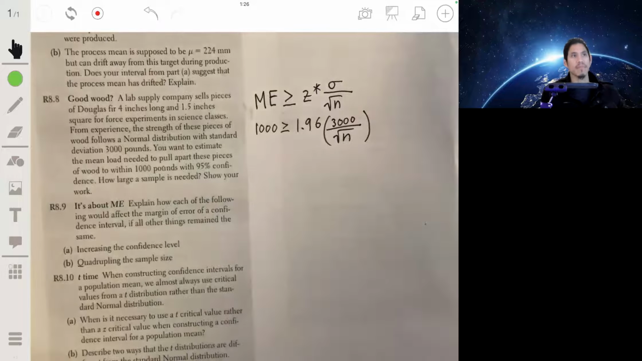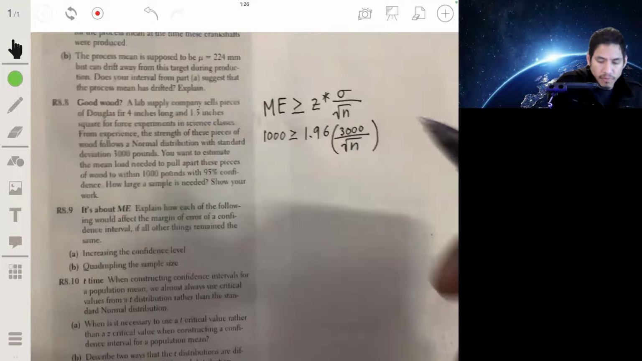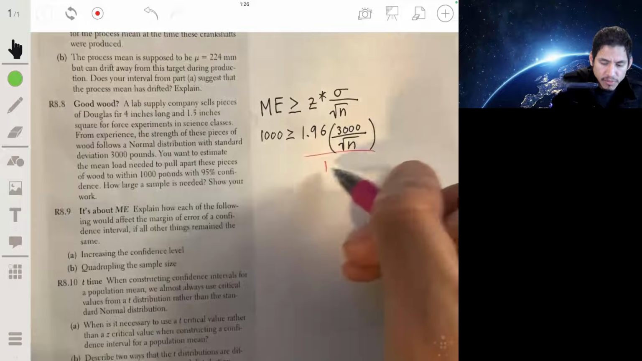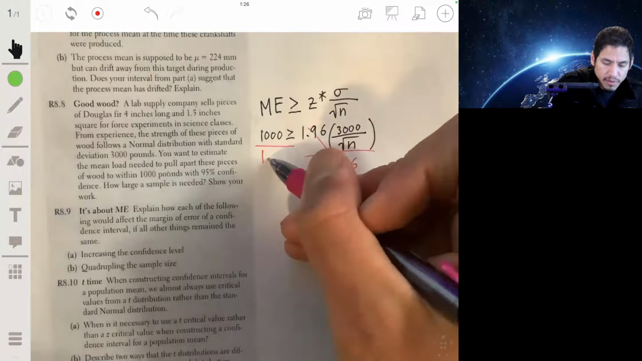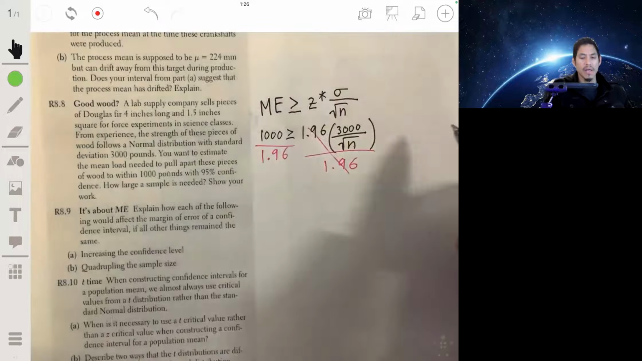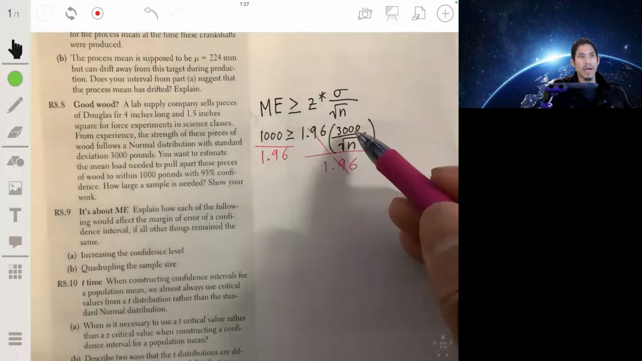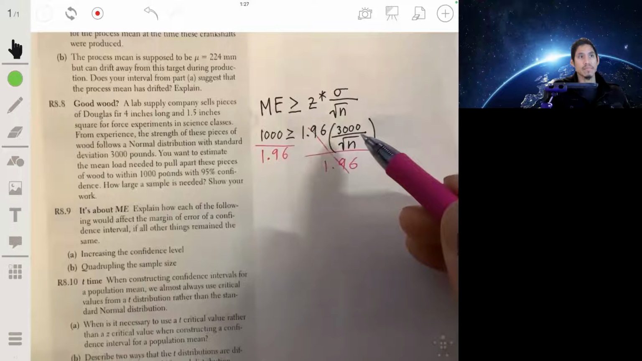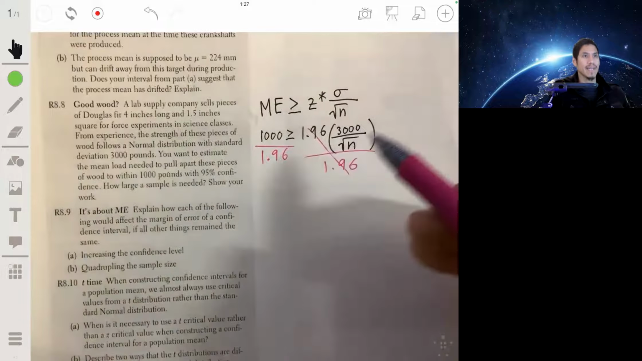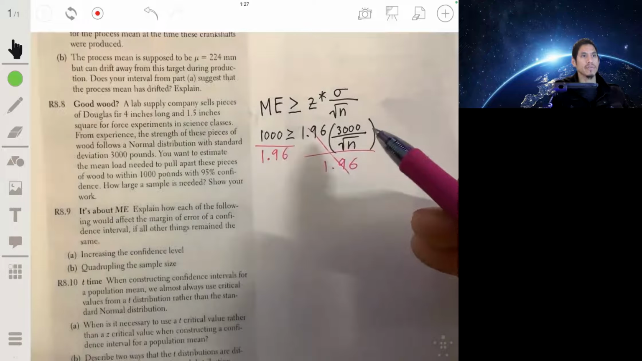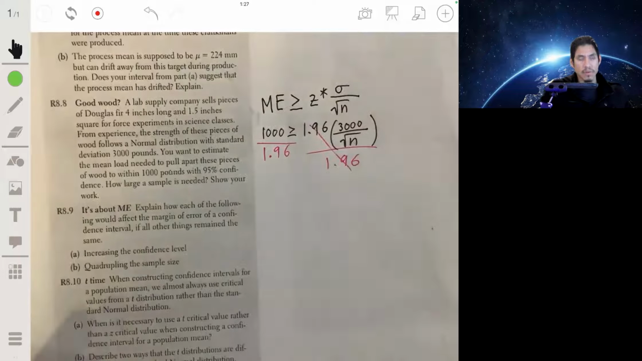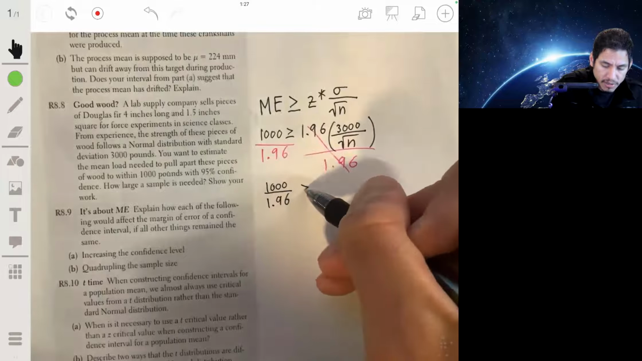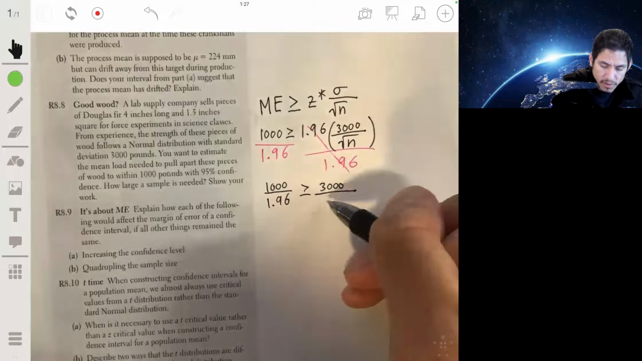And now we're going to work our algebra. So we're going to divide each side by 1.96. So 1.96, that'll cancel that out. I would divide both sides by 3,000, or you could square. It doesn't actually matter, just whatever you do, make sure you do it correctly. But let me rewrite this a little bit neater. So we have 1,000 over 1.96 is greater than or equal to 3,000 over the square root of n.